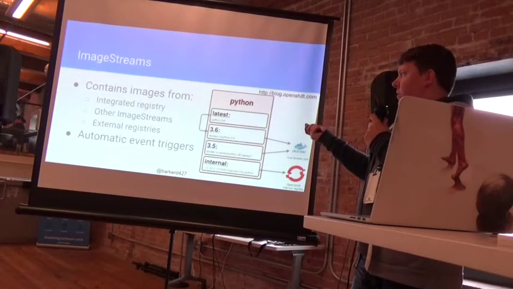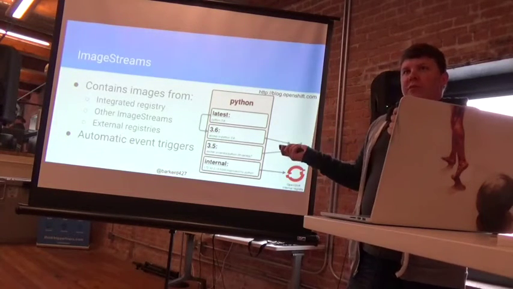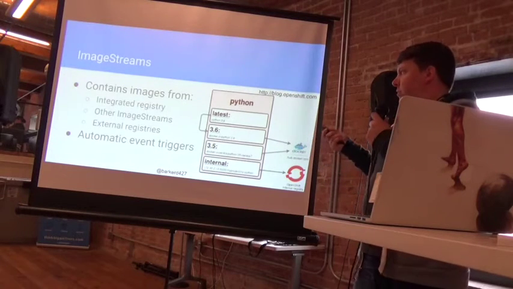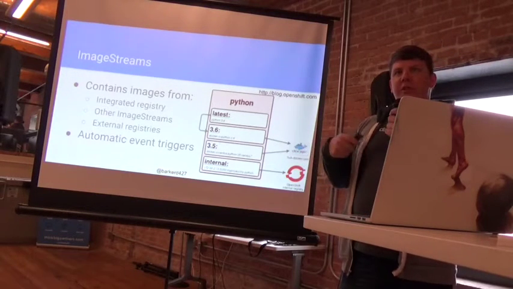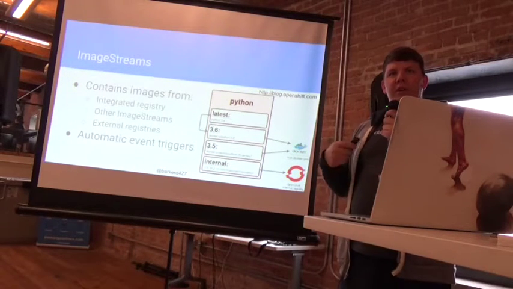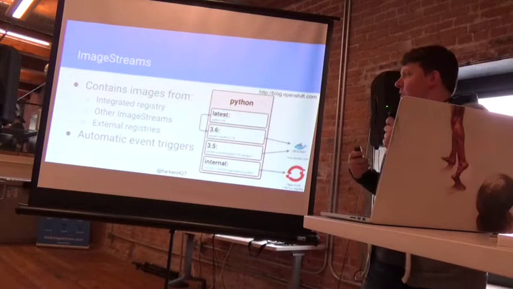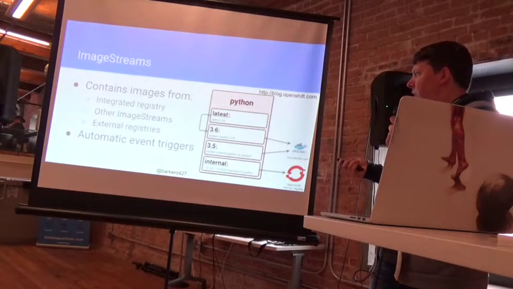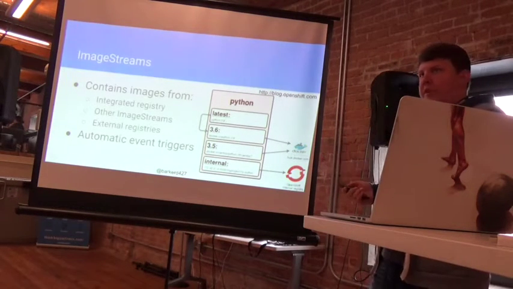And when you push an image into an image stream, very similar to an image in a repository, it will trigger events. So you can say, hey, when this is updated, I want it to automatically deploy, or I want it to call a Jenkins job and start running the tests. And so you can automate your entire pipeline.